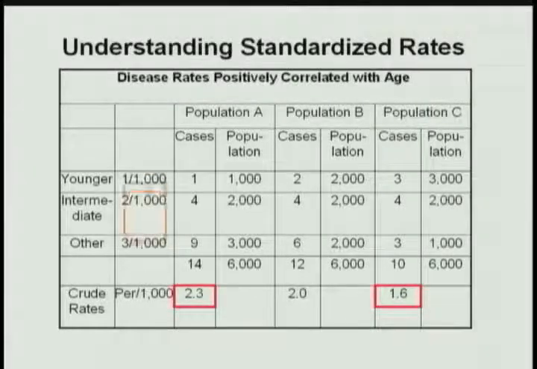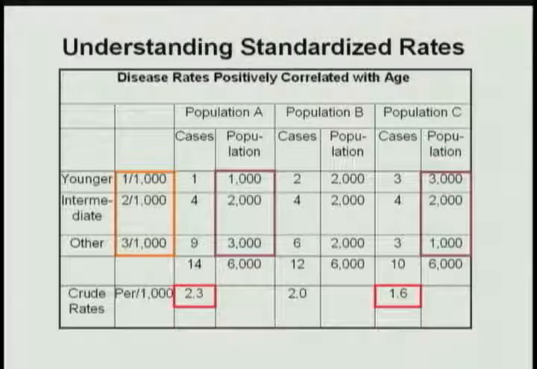See, when you look at the data, you can see over here on the left that the disease rate rises with age. As we go from younger to older, we go from 1 per thousand to 3 per thousand. You can further see that in population A, we have half of the population, 3,000 out of 6,000, in the older group. You can also see that in population C, we have half the population, 3,000 out of 6,000, in the younger group. Well, of course there's more disease in population A.